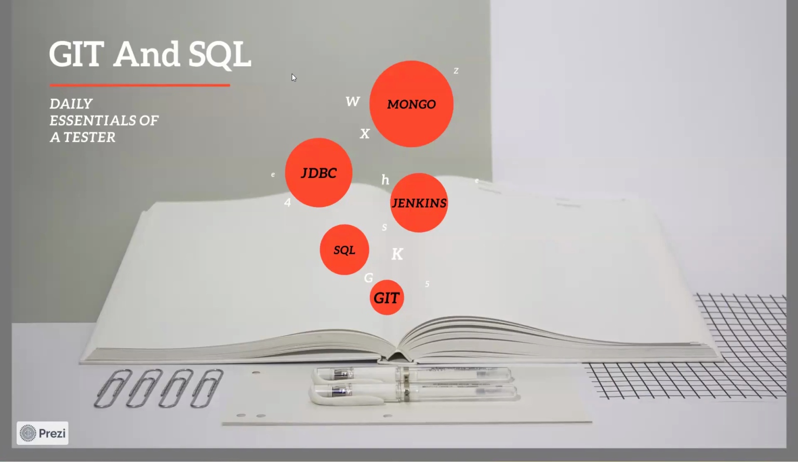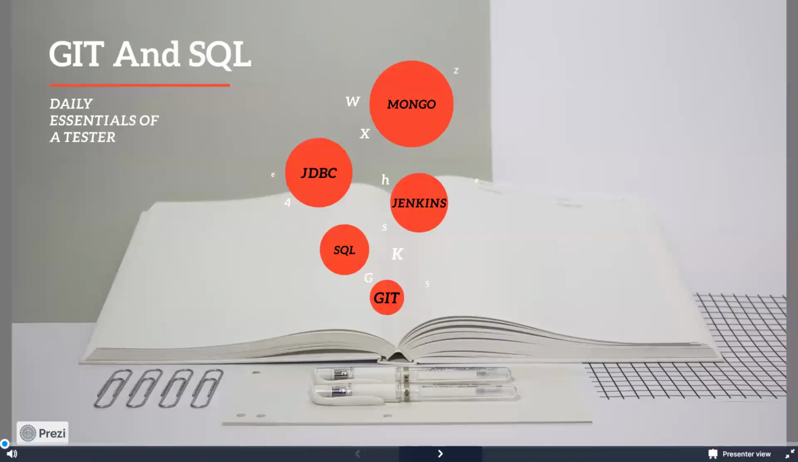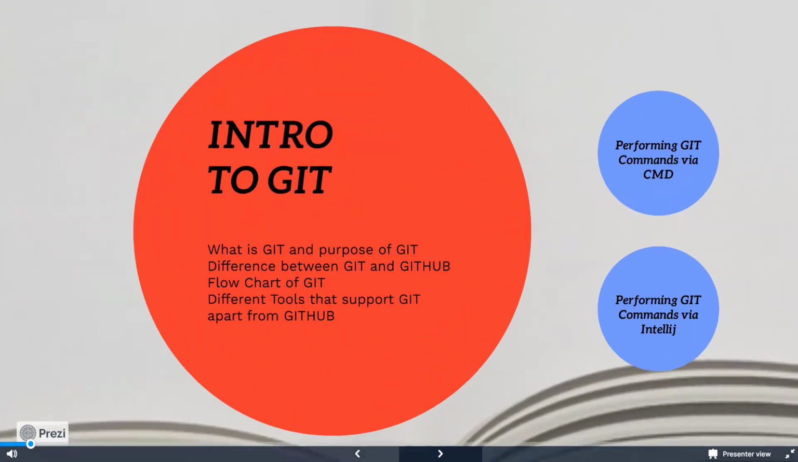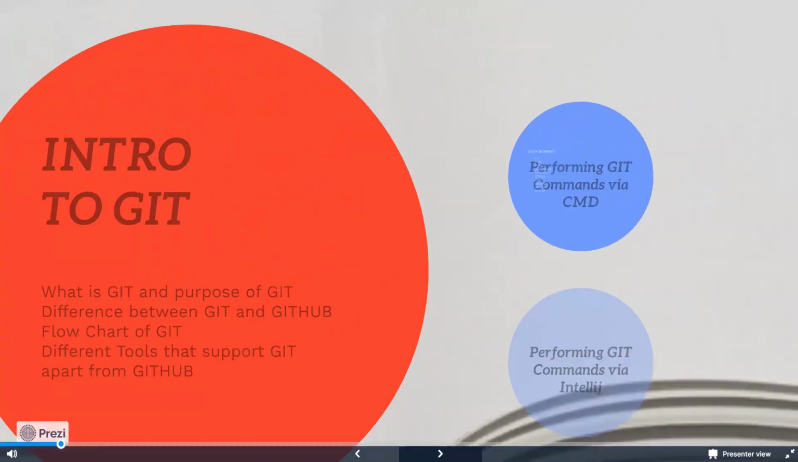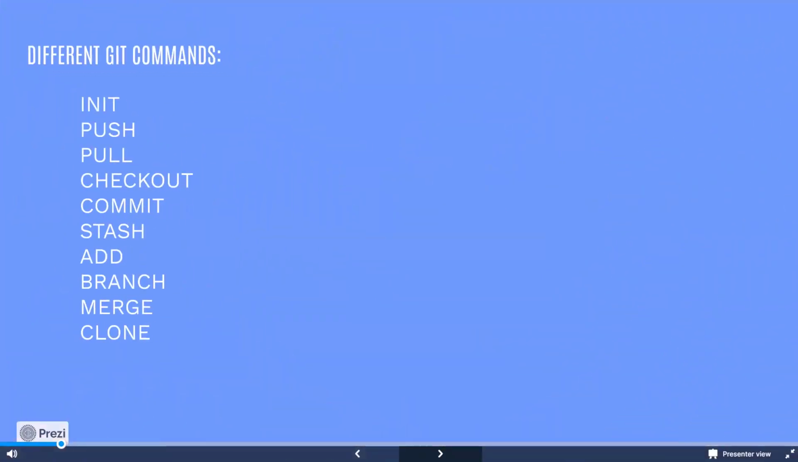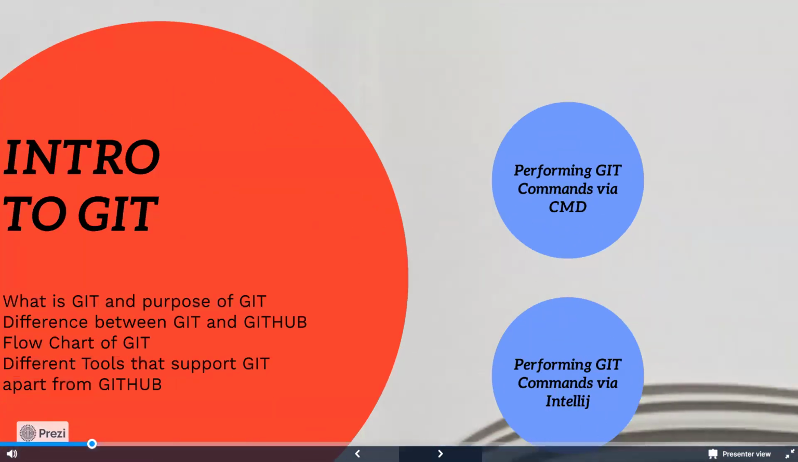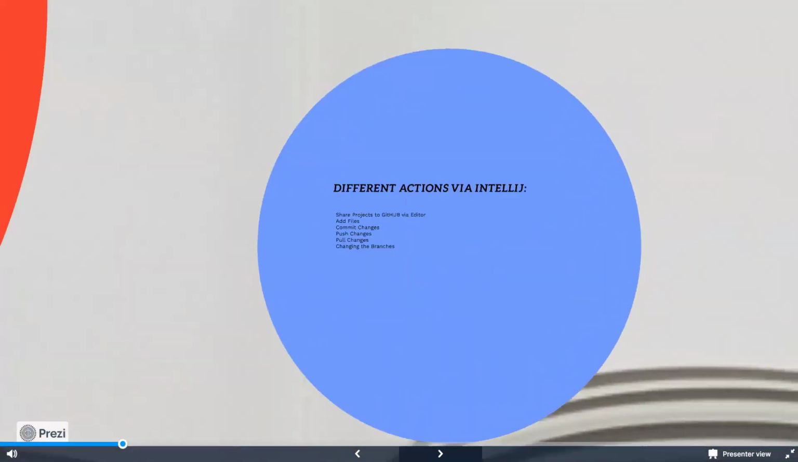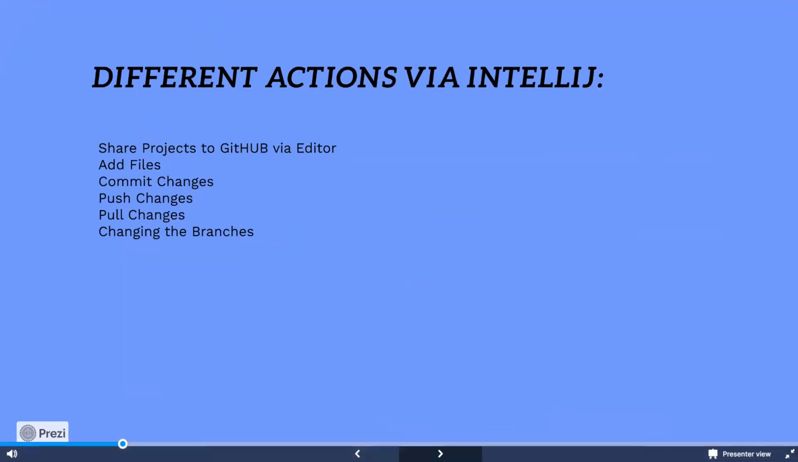Yes, sir. So what are the different Git and SQL concepts that we will be covering? So we'll be discussing what is Git, what is the purpose of Git, difference between Git and GitHub, flowchart of Git, different tools that support Git apart from GitHub, performing Git commands via CMD, Git commands via IntelliJ. So we'll be seeing dedicated sessions about these different Git commands, how we do it and all these activities. And if you want to use IntelliJ to perform your GitHub actions, how can we use it? We can also see that.